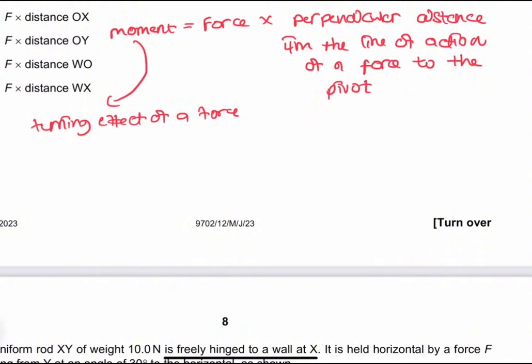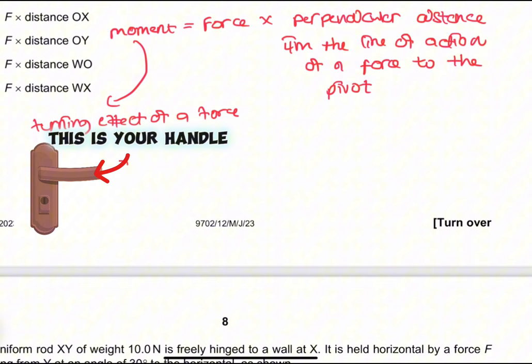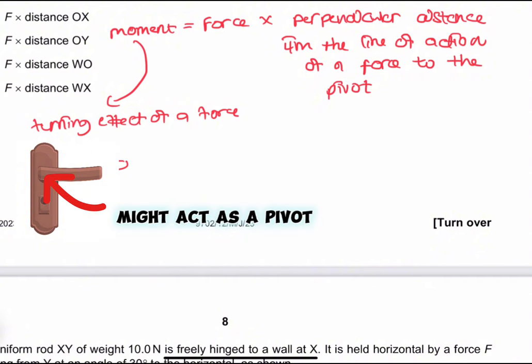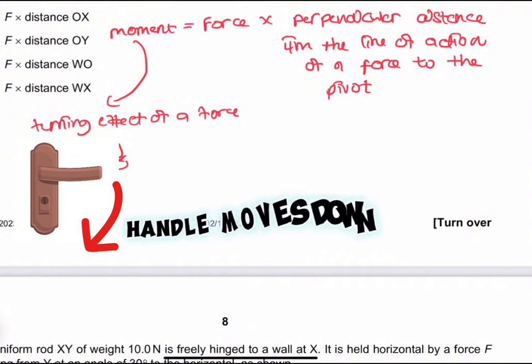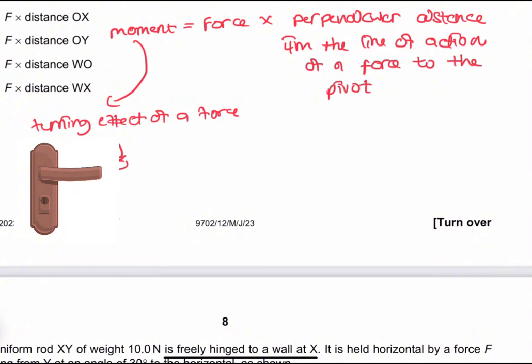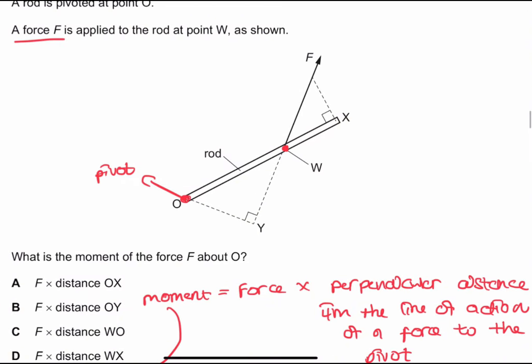Well, remember when you're opening a door. Let's assume that this is your handle. You're about to open a door. This might act as your pivot. As you open a door, you push a force down here, so you exert a force down here and your handle moves downwards and then you open the door. So you've caused a moment about a certain point. You've caused a turning effect of your handle as you're opening your door, and that is what a moment is. So you need two things. Here is my line of action of force. Here is my perpendicular distance, 90 degrees. So I then find that moment. If I were to extrapolate this force, it's acting in this direction.